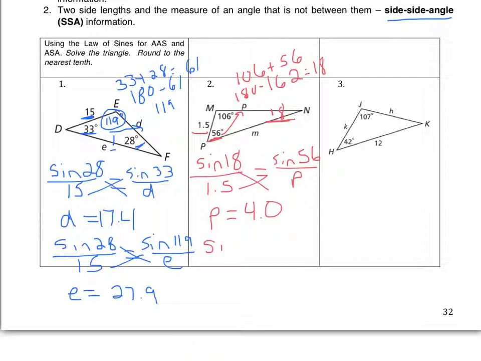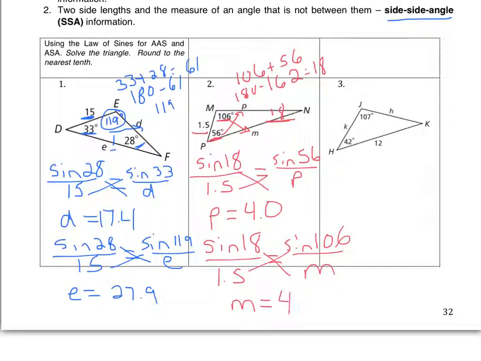And then I can go back and do sine of 18 over 1.5 equals, here I have 106 and its side is M, so I have sine of 106 over M, crisscross and solve, and I have M equals 4.7. Go ahead and do number 3 for homework, and let's try the next one.